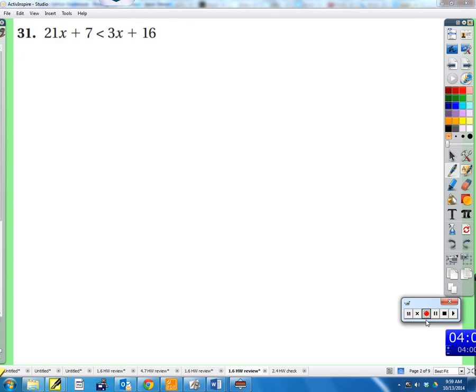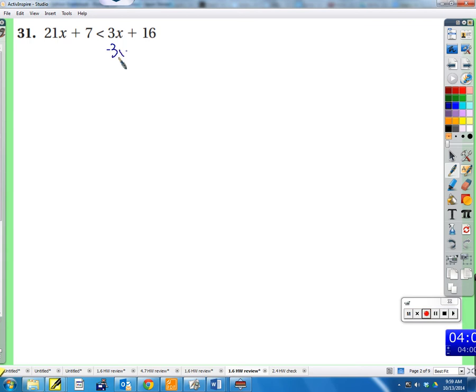All right, 31, solve for x, see what x is. And like we said in class, we can treat this exactly like an equation, with the one exception: if you multiply or divide on both sides by a negative, then we switch the sign.